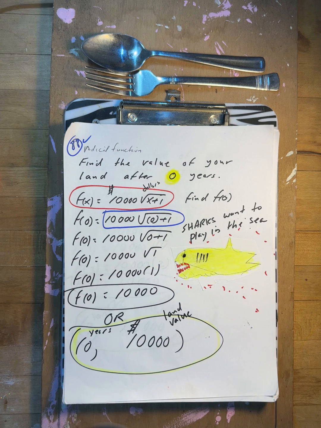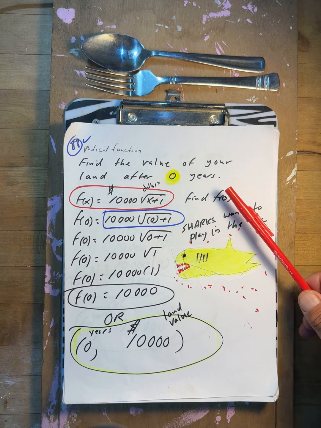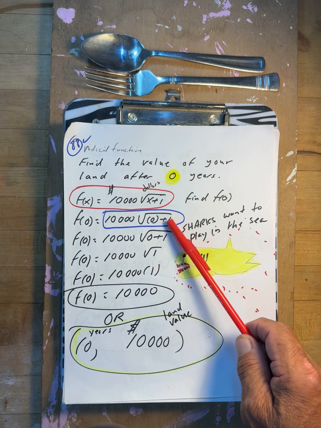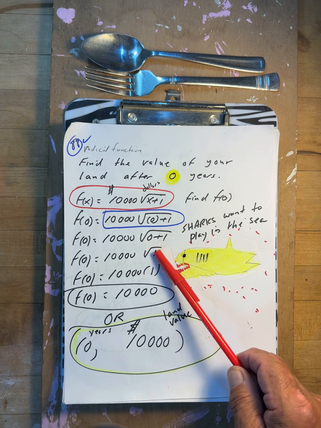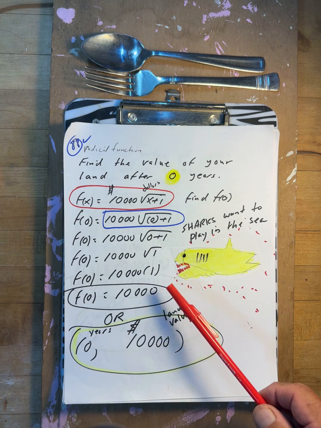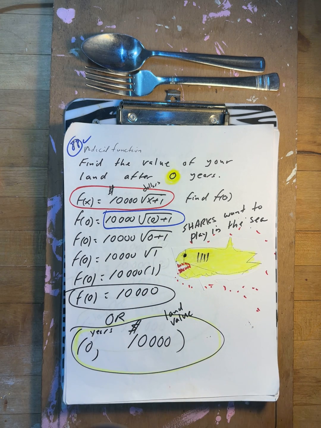Find the value of your land after 0 years. Okay, 0. Put it in a radical function. Square root of 0 plus that is 1. Square root of 1 times that is just 10,000. Same answer. 0 years, your land is worth 10,000.